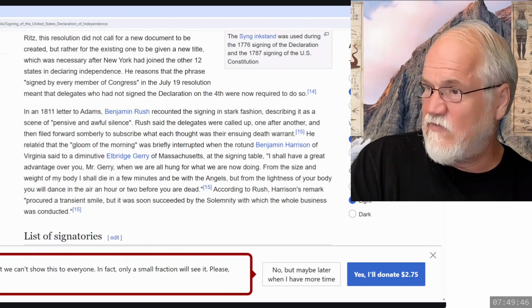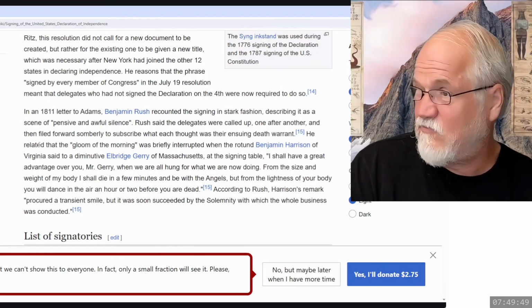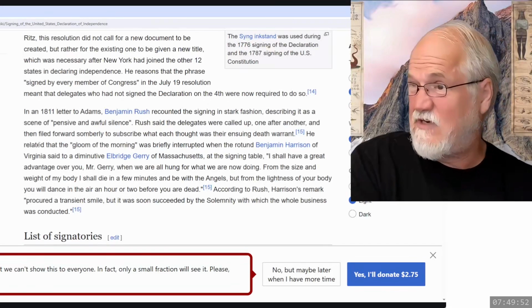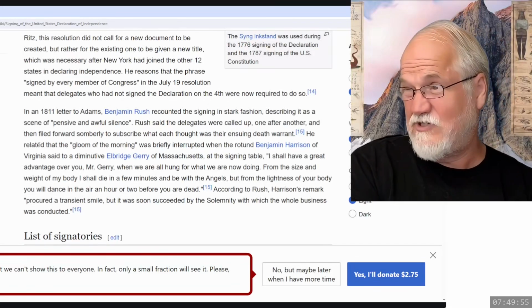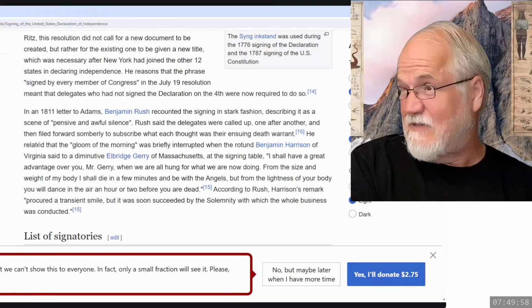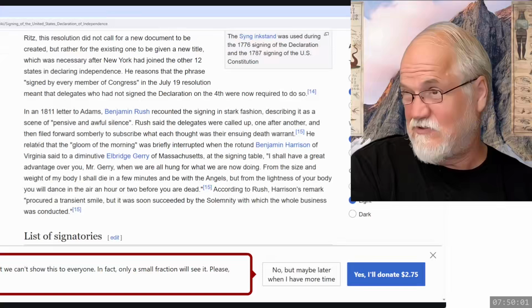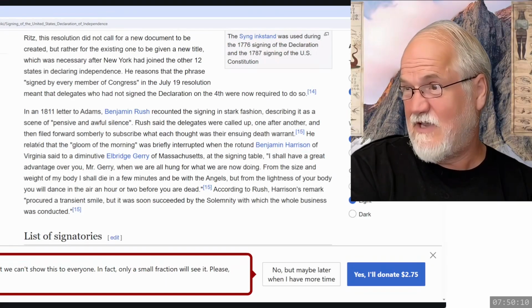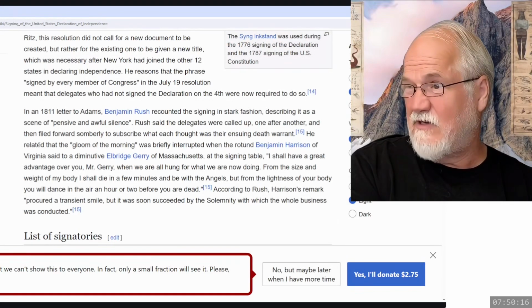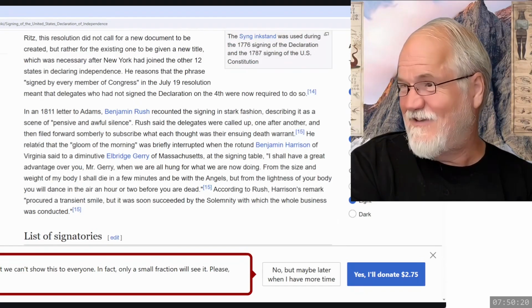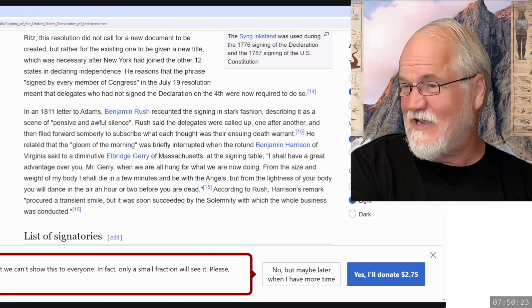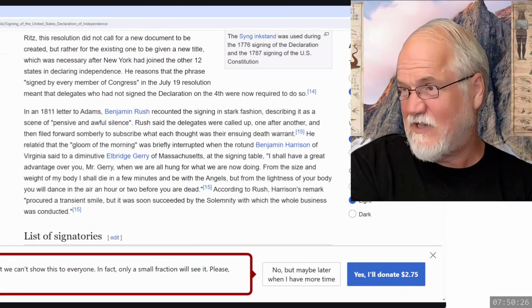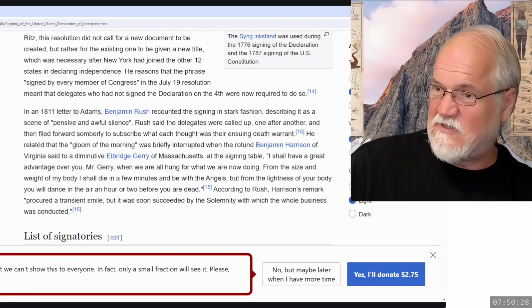He related that the gloom of the morning was briefly interrupted when the rotund Benjamin Harrison of Virginia said to a diminutive Elbridge Gerry of Massachusetts at the signing table, "I shall have a great advantage over you, Mr. Gerry, when we are all hung for what we are now doing. From the size and weight of my body, I shall die in a few minutes and be with the angels. But from the lightness of your body, you will dance in the air an hour or two before you are dead." According to Rush, Harrison's remark procured a transient smile, but it was soon succeeded by the solemnity with which the whole business was conducted.